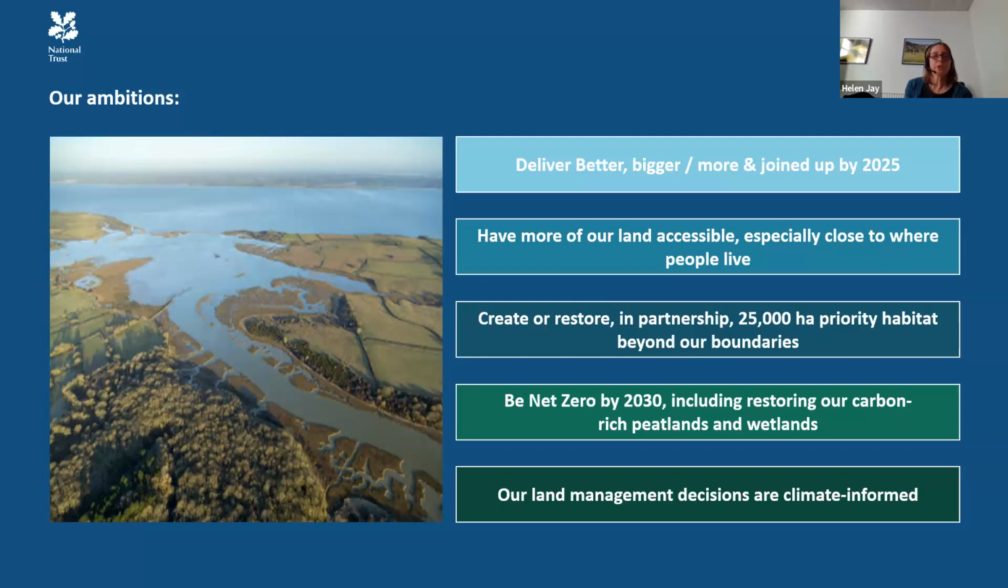So in terms of our land, outdoors and nature ambitions, these are some of the key ones on the right hand side here, but I think ones that are particularly pertinent to MoRPh Estuaries are delivering better, bigger, more joined up, creating and restoring in partnership 25,000 hectares of priority habitat beyond our boundaries, and also making sure all our land management decisions are climate informed. We also have our net zero ambition, and this includes restoration of some of those carbon rich wetlands. Next slide, please, Lucy.